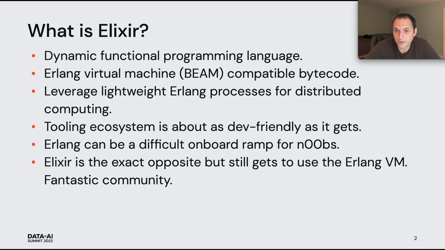You can build Erlang processes, which is very good for distributed computing. You get a very good ecosystem when you work with it. The whole community, a lot of the tooling built around it is very dev friendly. That's part of why it's gaining popularity. Erlang itself can be difficult to onboard. I found Elixir is very different, so the community is very welcoming, and you get to leverage a lot of the strengths of the Erlang stack when you're using Elixir. So that's a nice property about it.